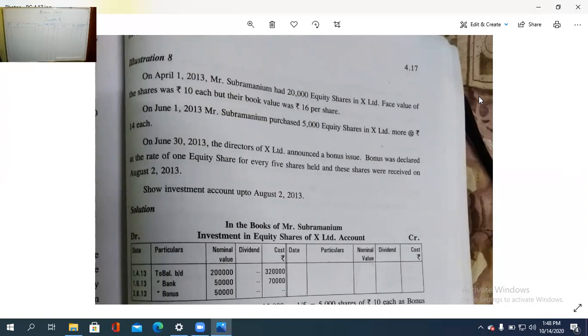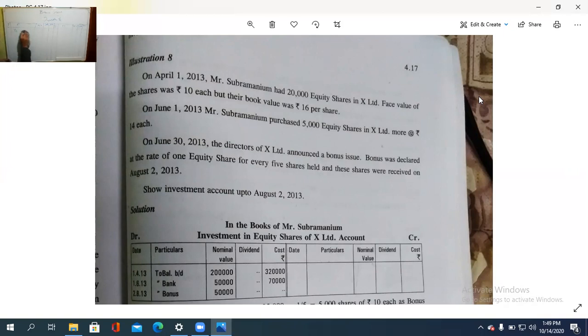So here they are telling, on April 1, 2013, Mr. Subramaniam had 20,000 equity shares in X Limited, face value of share 10, but their book value is 60. അപ്പോൾ അതിന്റെ എൻട്രി എഴുതണ്ടേ? ഇൻവെസ്റ്റ്മെന്റ് അക്കൗണ്ട് to bank, isn't it? To bank or to balance brought down, whatever be. രണ്ടും വേണമെങ്കിലും കുഴപ്പമില്ല. Subramaniam had ആണ്, അപ്പോൾ കയ്യിലുണ്ട്.